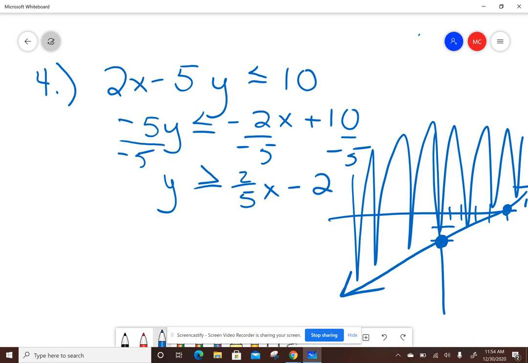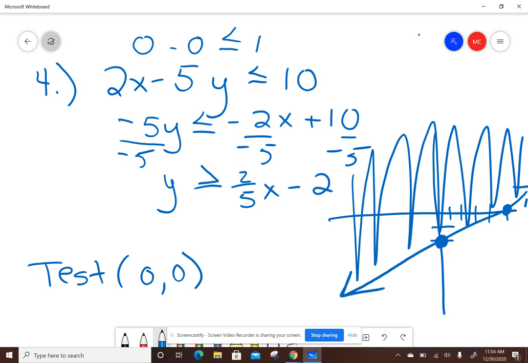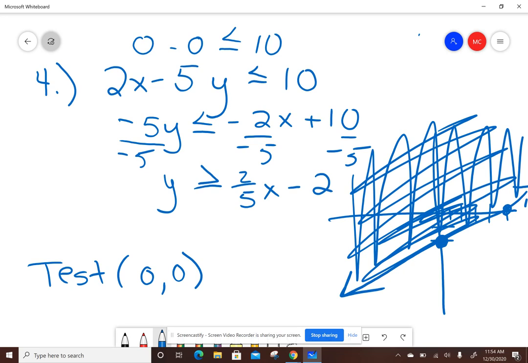So that means when I test (0, 0), to see if I'm right, it should be true. So when I plug in 2 times 0 is 0, minus 0, is that less than or equal to 10? Yes, it is. So (0, 0) is a solution, which means I graphed it correctly. Okay, so that's the end of this video.